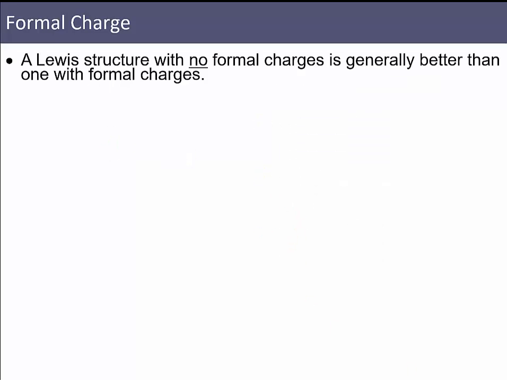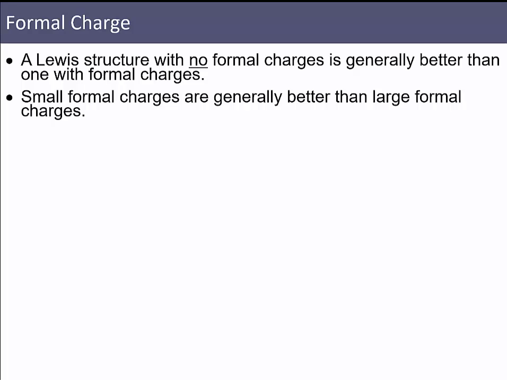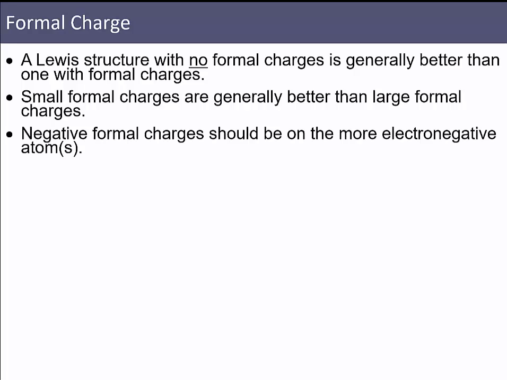A Lewis structure with no formal charge is generally going to be better than one with formal charges. Small formal charges are generally better than large formal charges. Negative formal charges should be on the more electronegative atoms. So for example, we've got carbon, hydrogen, oxygen, and hydrogen, C2H2O. Do I draw this as a linear molecule with hydrogens on the outside, because hydrogen is never going to be in the middle? Or do I put carbon in the middle with hydrogen and oxygen around it?